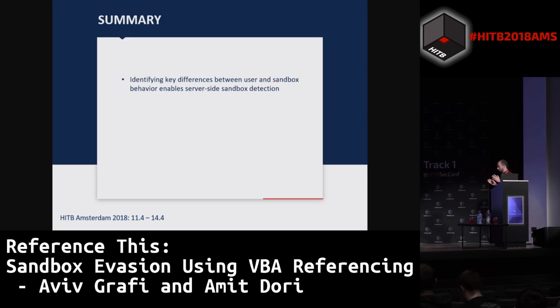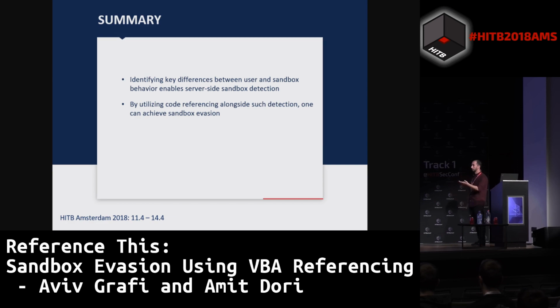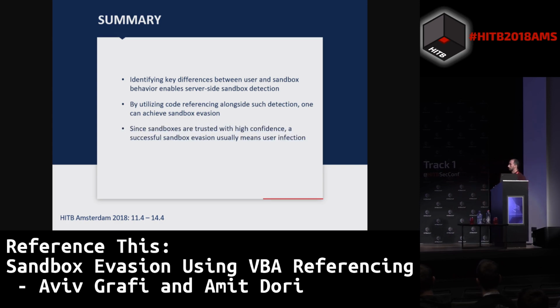And the main point to take from this talk, as I believe, is if you can identify key differences between a sandbox execution and a user execution, you can achieve sandbox detection. You can detect quite reliably what's a sandbox and what's a user according to these differences. And in this case, we've combined it with code referencing or fetching remote references, or text it could even be, to achieve sandbox evasion. And because sandbox evasion is so heavily relied on these days and so trusted, once you have bypassed the sandbox and evaded it, it will most likely end with the infection of the user, because it trusts the sandbox so much.